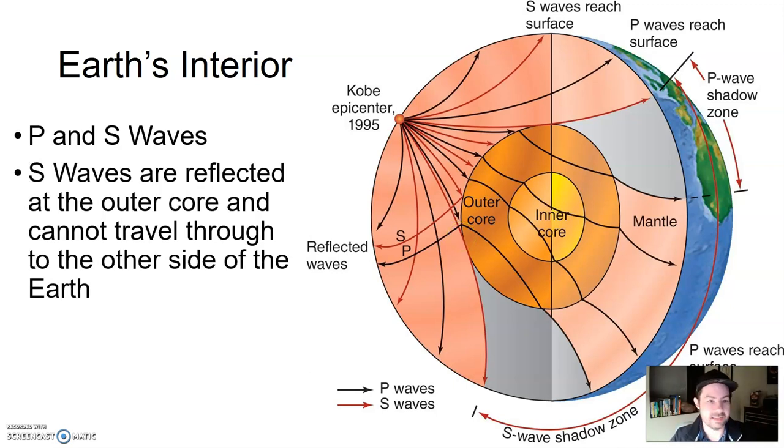So again, S waves are reflected off the outer core, or bounce off, deflected, so they can't travel to the other side of the Earth. Again, the reason why is just the sheer physics of S waves. That shear wave just can't travel through liquid, whereas a P wave, a compressional wave, can.